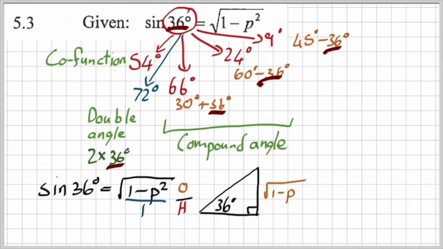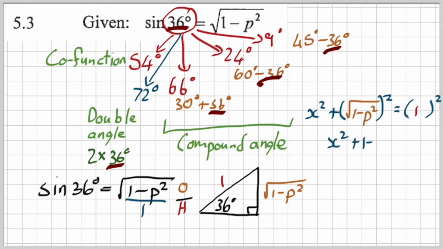In this case, my opposite is root 1 minus p squared, and my hypotenuse is 1. Just be careful, those are not the actual lengths, that's just the ratio between them, okay? But I have a missing side, so I'm going to work with Pythagoras, substituting the values in for y and for r. And now I'm just going to solve for x.